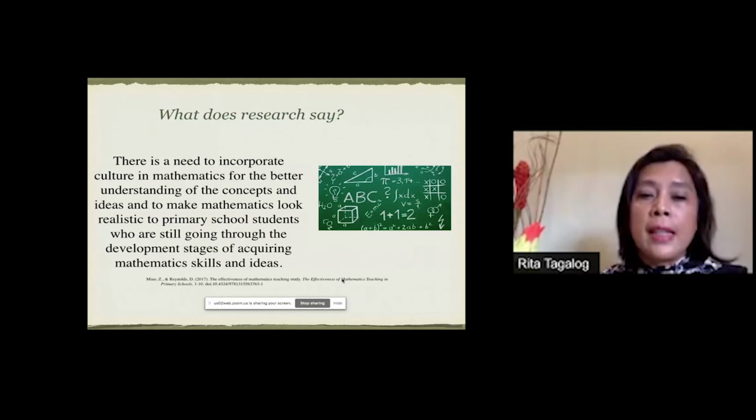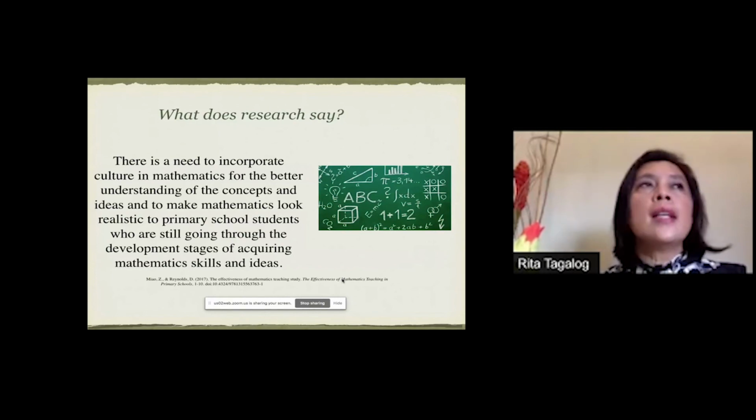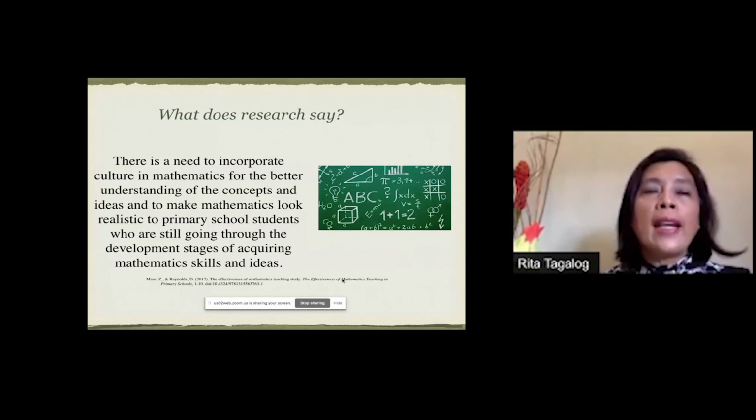skills and ideas. We often hear from either our children or our students, if you are married, your children, the statement, I hate math. Why? Okay, there are factors that we need to consider in learning math. Number one, it could be the pedagogy. And second, it's really putting math into our own context.